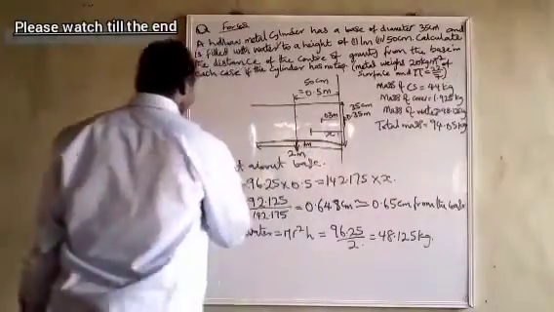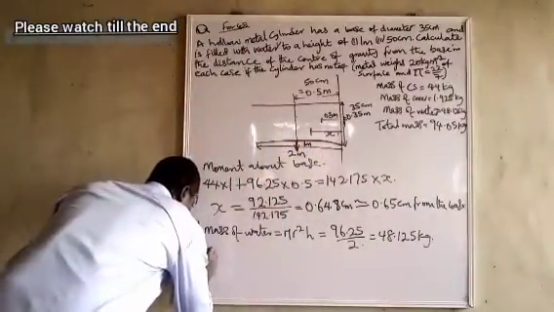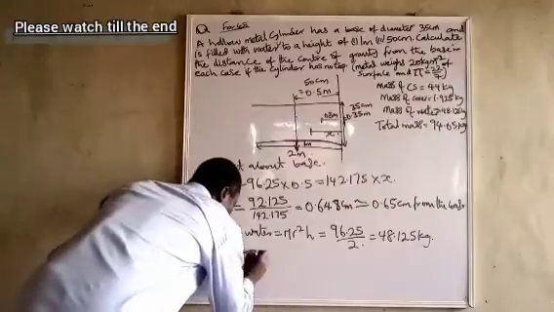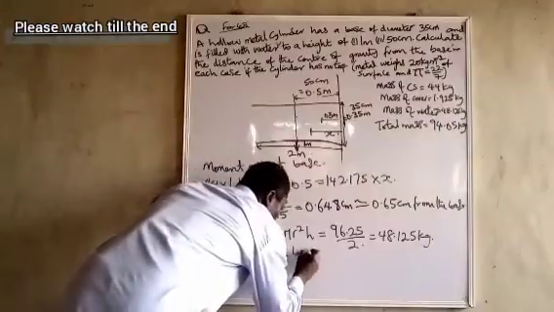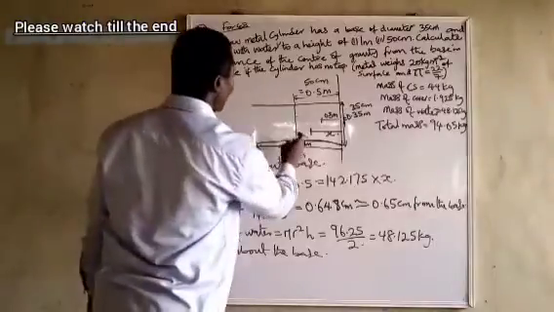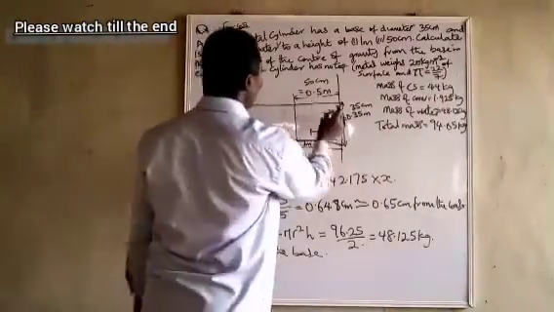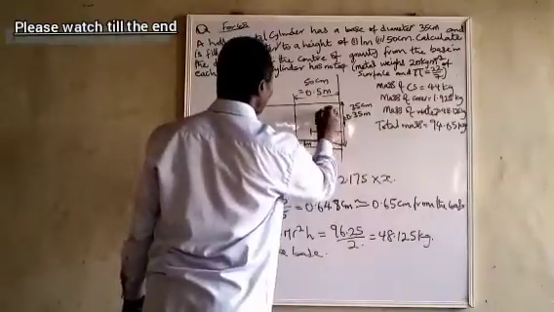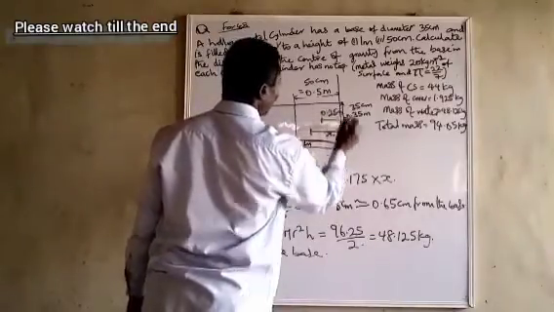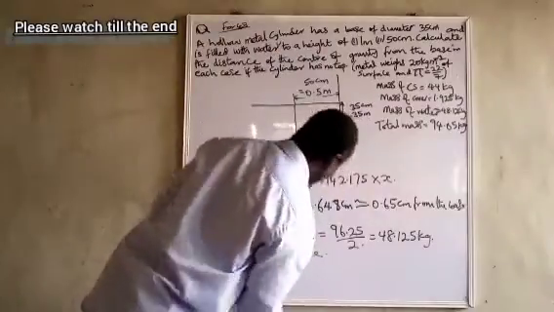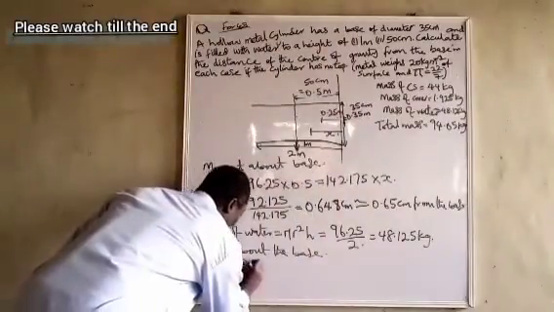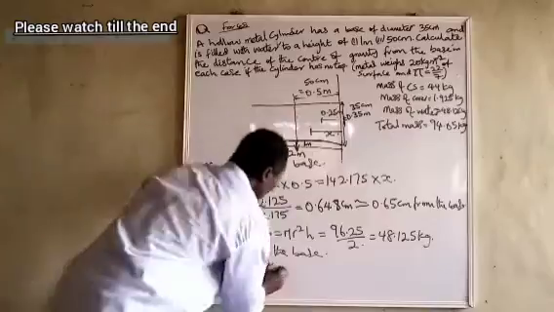Since you have known it now, we are now going to take the moment about the base again. For this, it still retains 44 times 1. For the water, from this place to this place now becomes 0.25 meter. And what is the mass? 48.125. So 48.125 times 0.25.